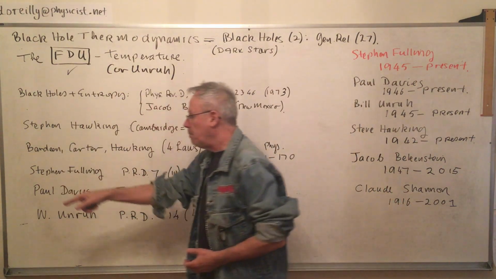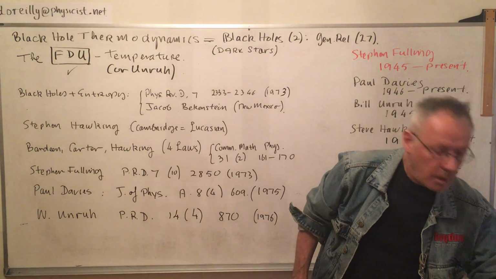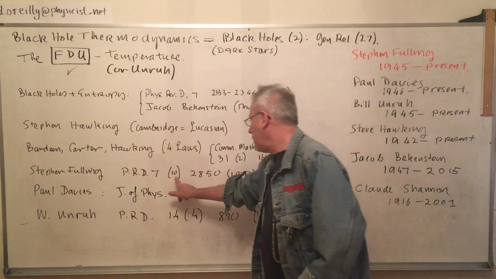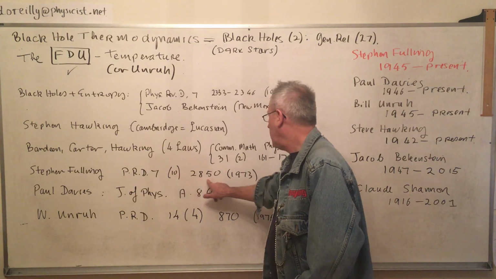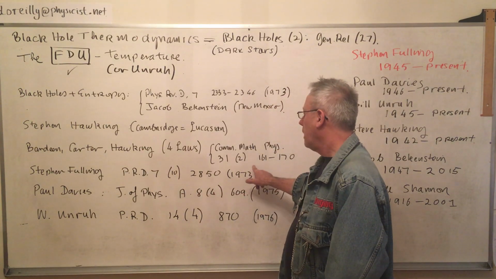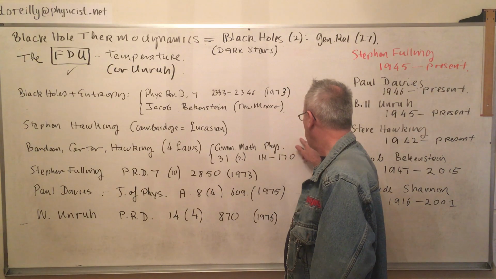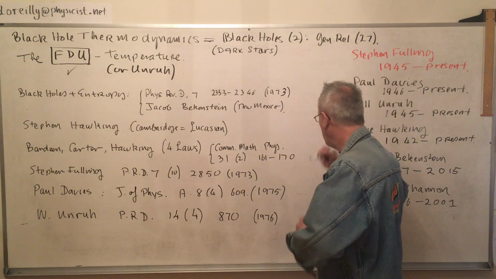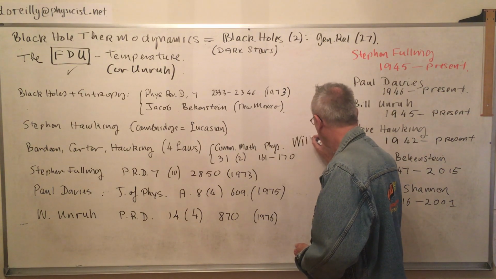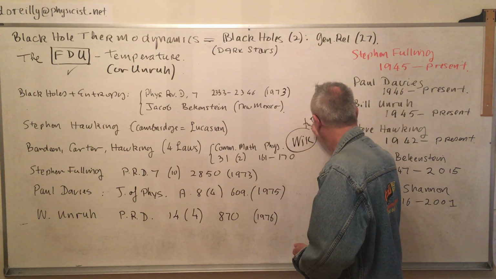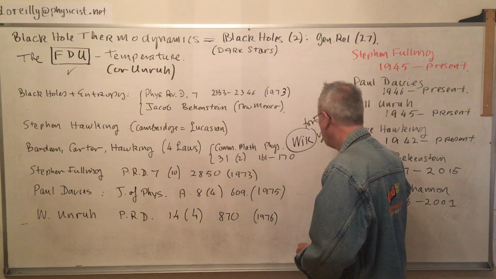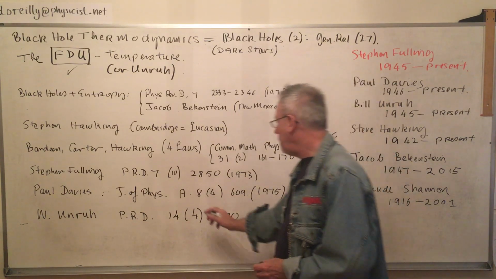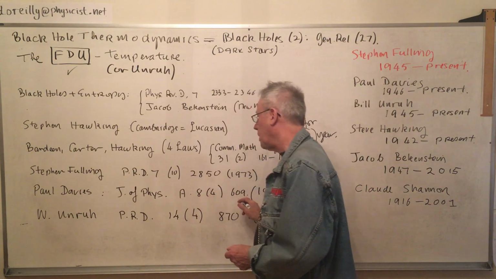Stephen Fulling, I've just mentioned him. He wrote this blue book. Physics Review D10 2850 1973. Now the 4 laws of black hole physics, I can't remember what year that was in, but I'm sure you can look it up in Wikipedia. And Paul Davies, 1975, Journal of Physics, A8 4609, and Unruh.